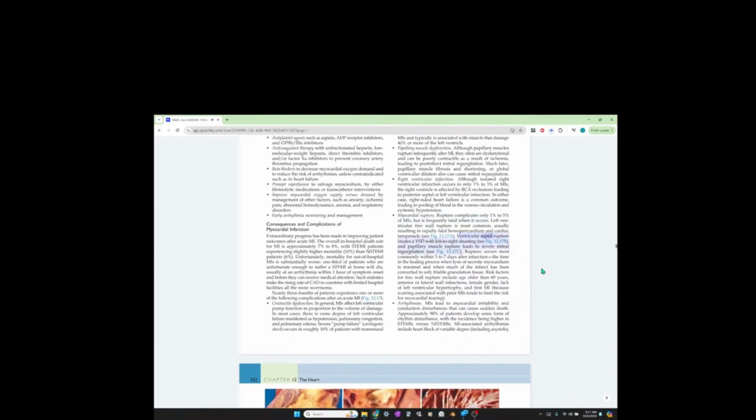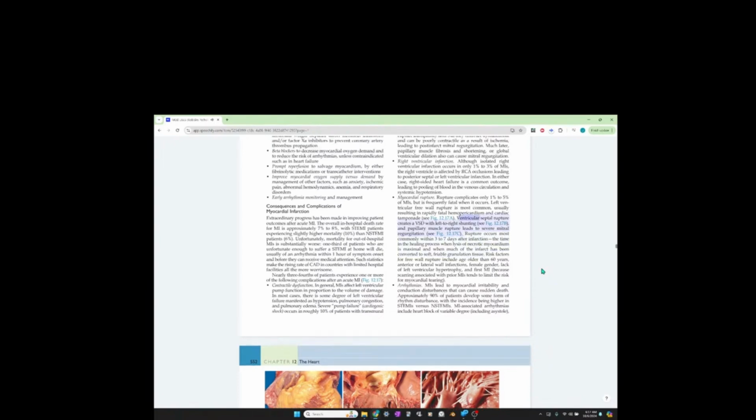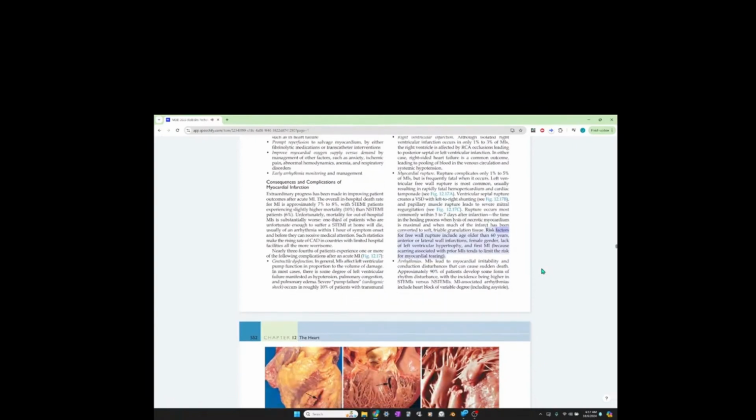Ventricular septal rupture creates a VSD with left to right shunting, and papillary muscle rupture leads to severe mitral regurgitation. Rupture occurs most commonly within 3 to 7 days after infarction, the time in the healing process when lysis of necrotic myocardium is maximal and when much of the infarct has been converted to soft, fresh granulation tissue. Risk factors for free wall rupture include age older than 60 years, anterior or lateral wall infarctions, female gender, lack of left ventricular hypertrophy, and first MI.